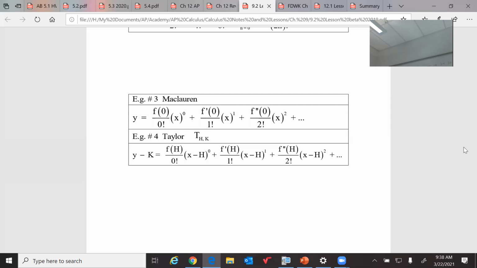So the Taylor series, wherever this thing is centered, that's your h. You shifted it, I don't know, 3 units to the right. Then your a or your h is 3. You want the derivative at that value over 0 factorial times x, take away that value, to the 0, and just expand it.